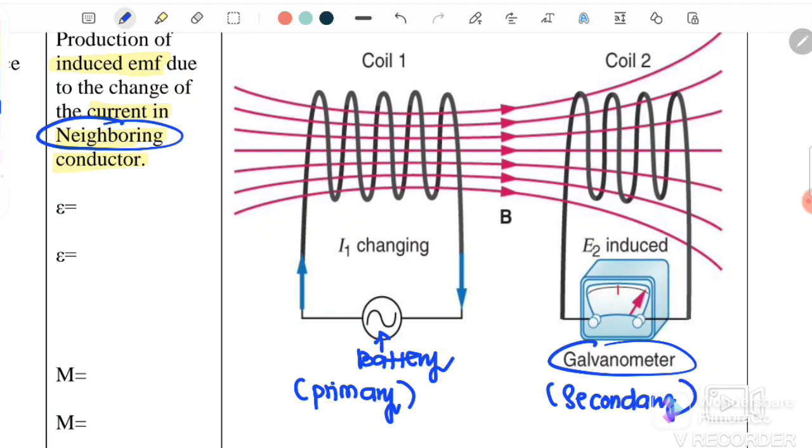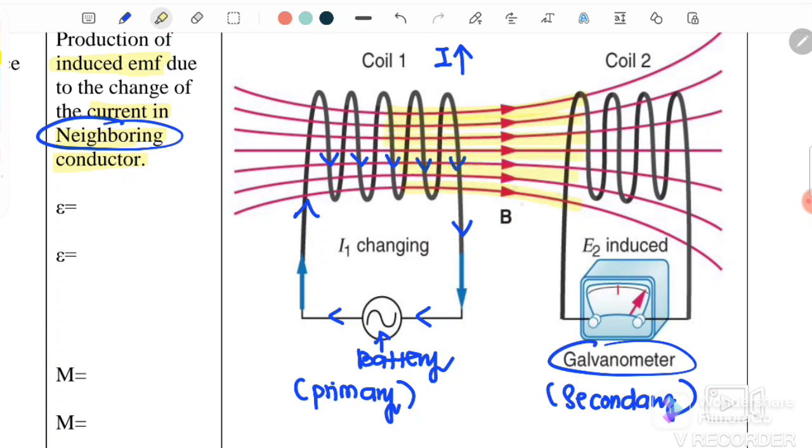If you observe here, initially, for example, the current is flowing in the clockwise direction. Before we switch on, there's no current. So when we switch on the power supply, coil 1 has a current flowing through, meaning that I is increasing. When I is increasing, it will produce a magnetic field that will go to coil 2.